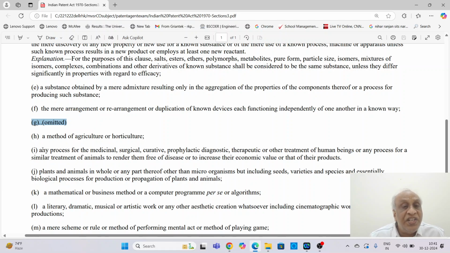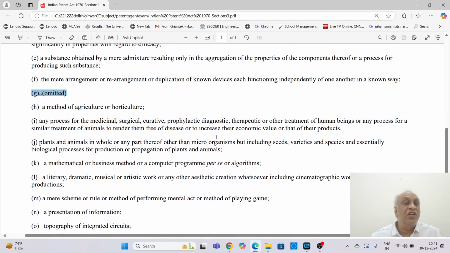Section 3I says medicinal, surgical, curative, prophylactic, diagnostic, therapeutic or other treatments of human beings, or any process for a similar treatment of animals to render them free of disease or to increase their economic value or that of their product, cannot be patented. So 3I deals with what? Surgeries. 3I deals with what? Therapeutic treatments. 3I deals with what? Diagnostic, curative processes.